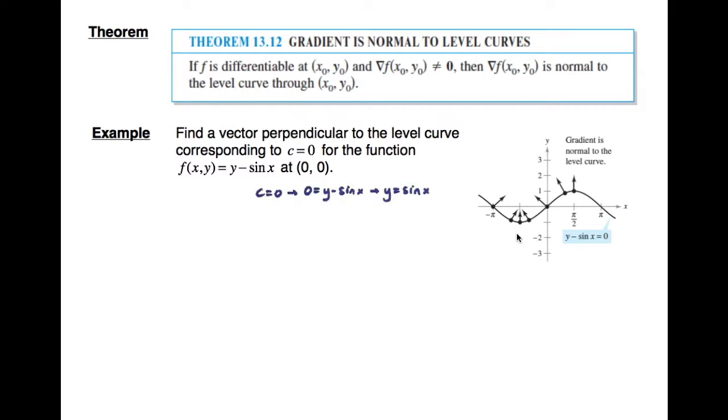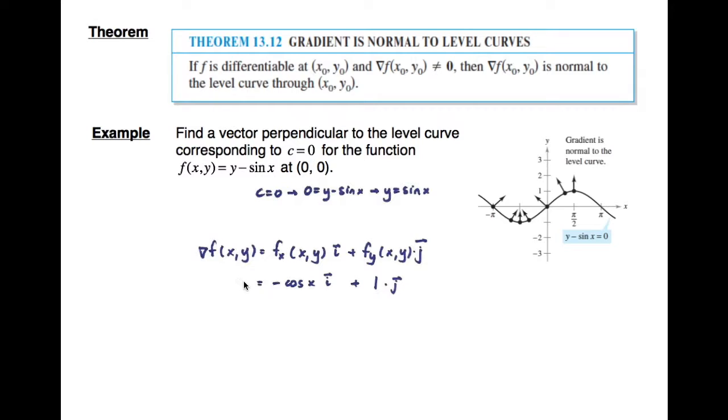But we're going to do this problem using the gradient, and it's really interesting because from what is basically a 2D problem, find a vector normal to y equals sin x, we're going to add a dimension to make it easier to solve. We could easily create from y equals sin x a surface in 3 dimensions, which would be f of x, y equals y minus sin x, and then focus on the level curve c equals 0.